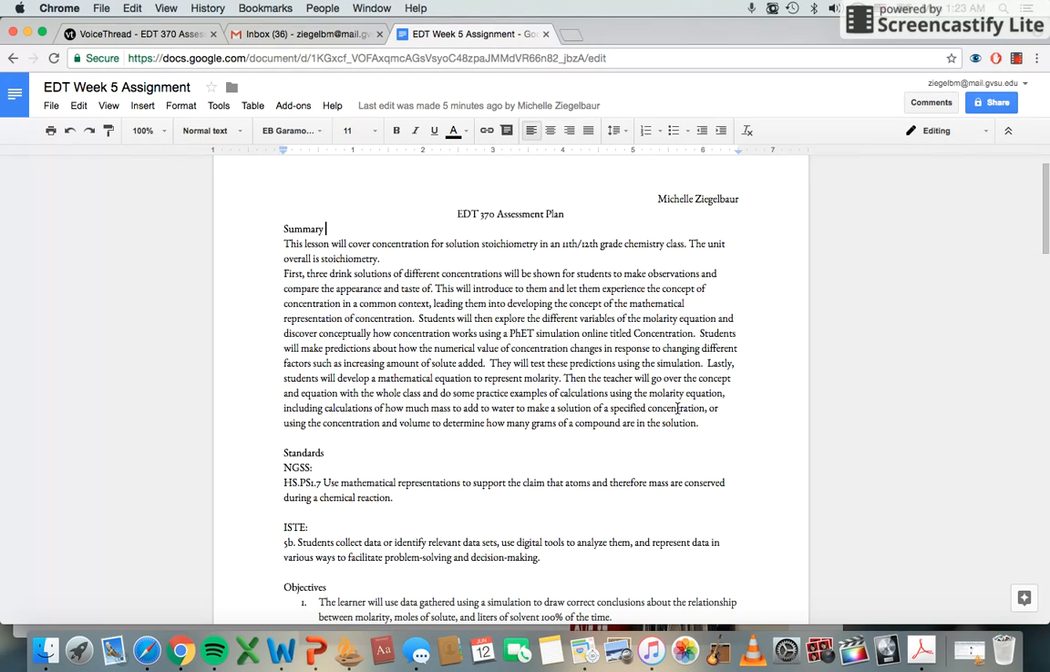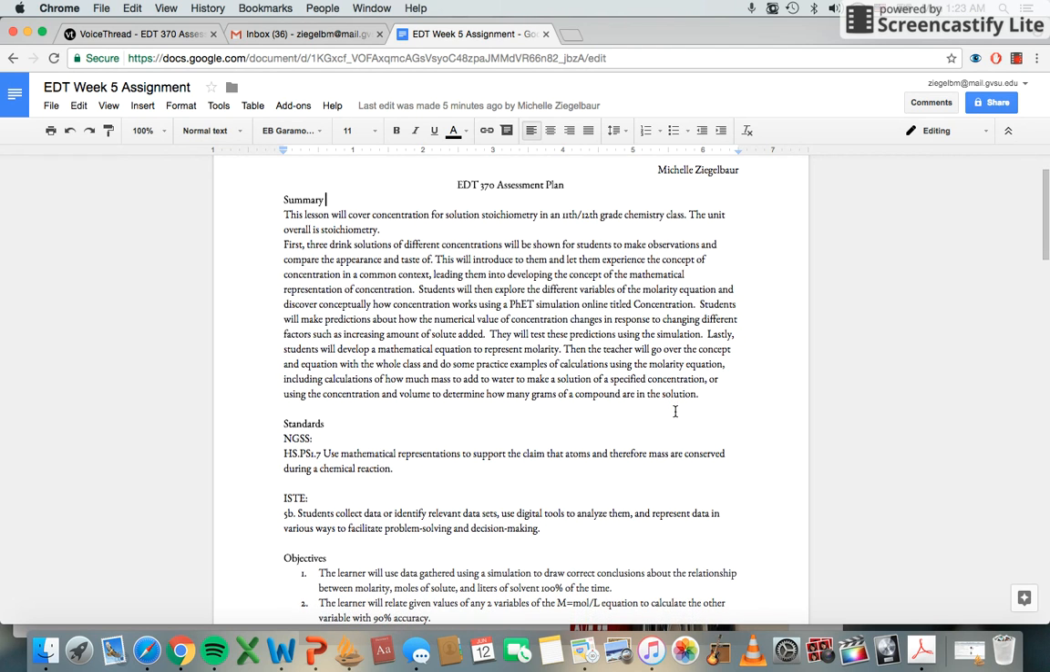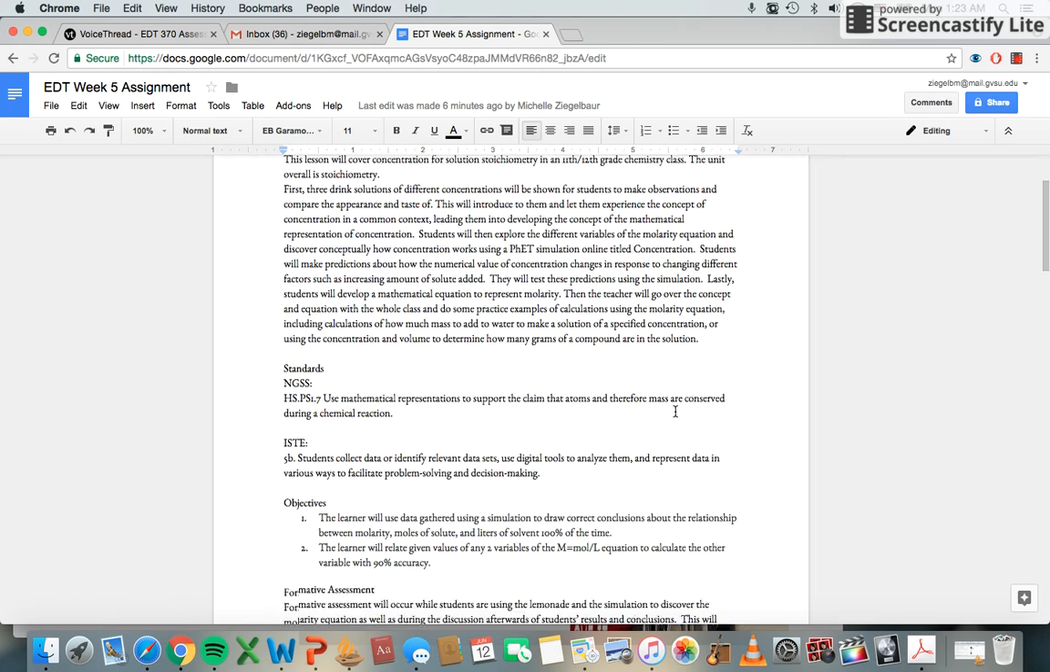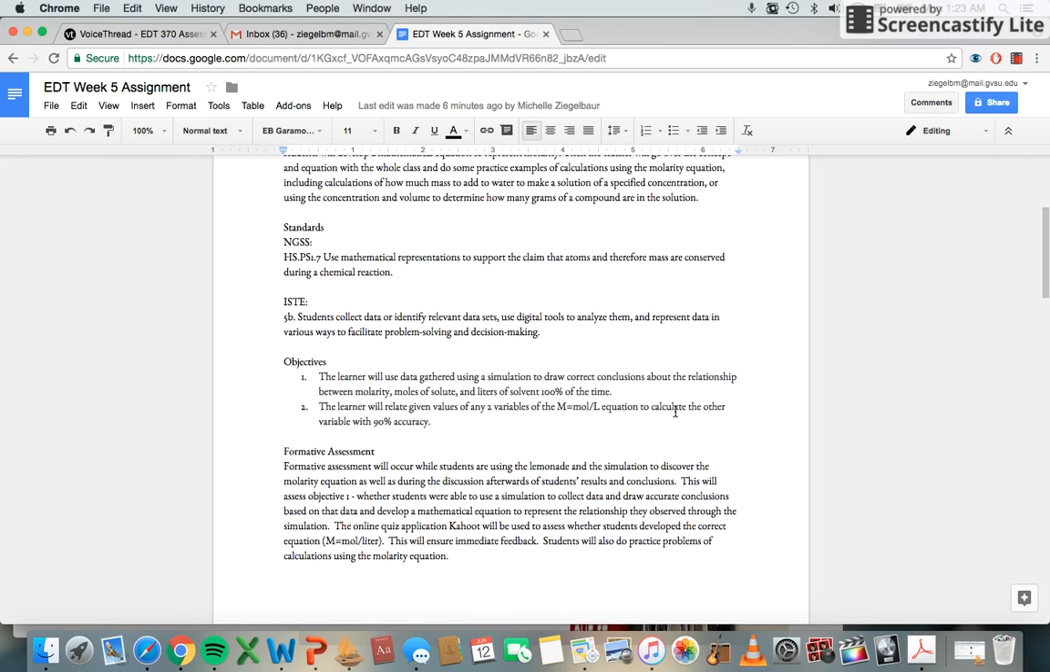And so they'll be using that and basically making predictions, testing those, collecting data, making conclusions, coming up with an equation. The standards are the content standards and GSS. Here are the standards, and the tech standard has to do with, I'm focusing specifically on the part where they are using technology to collect data and analyzing that data.